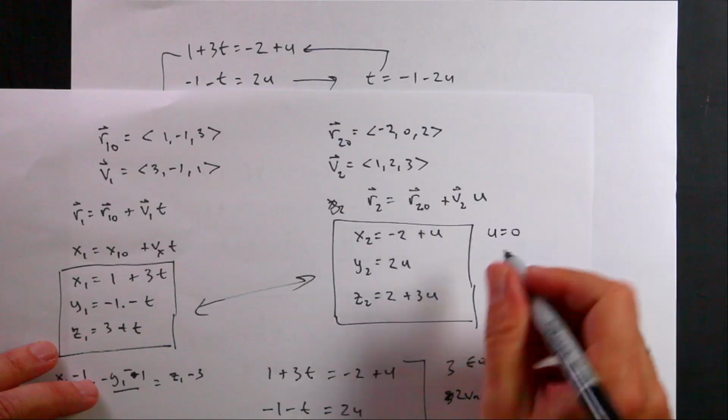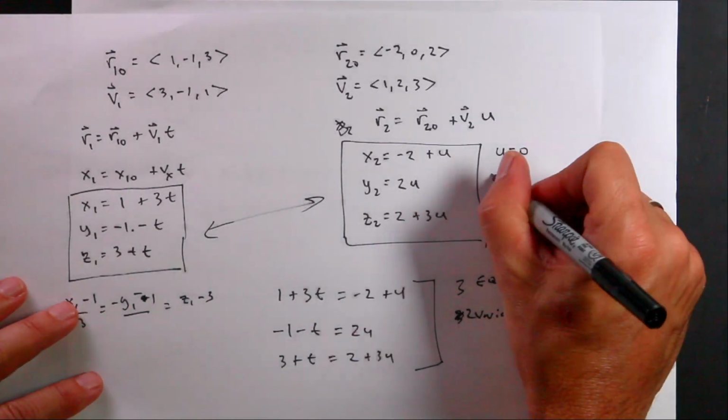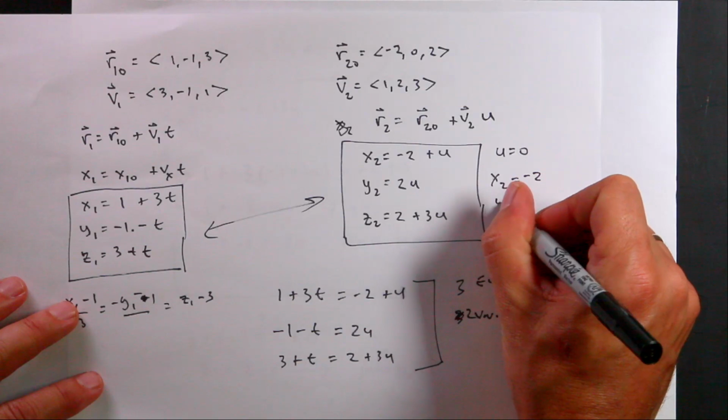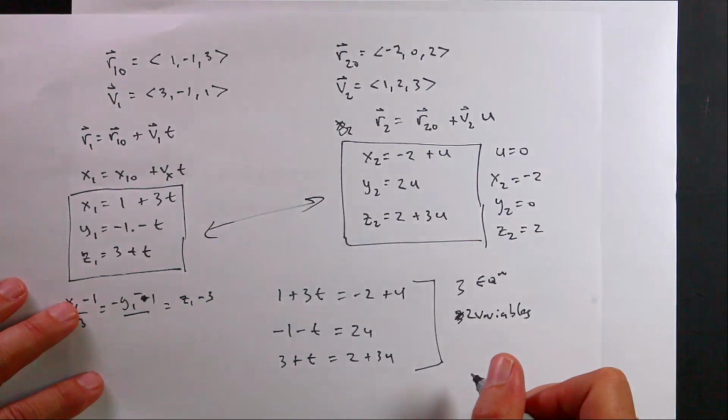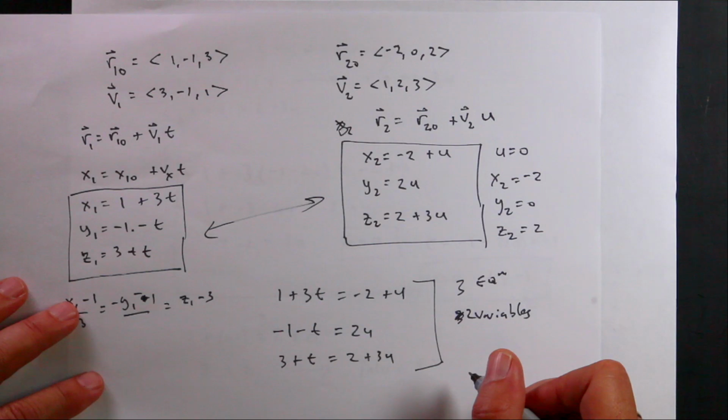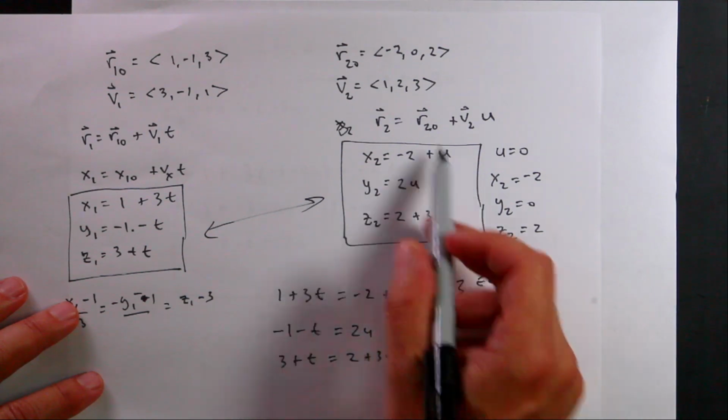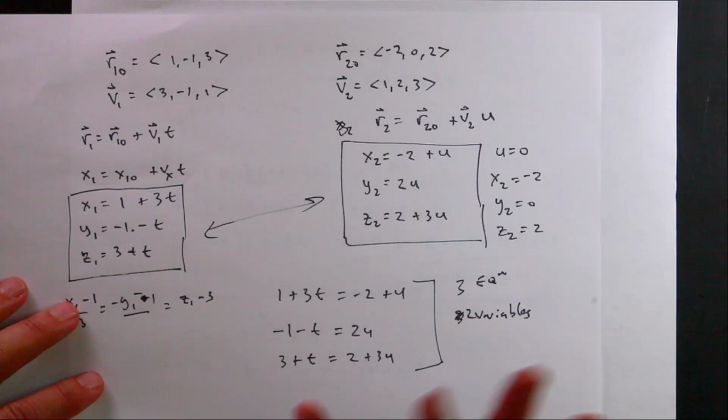So over here, I'm going to plug in u equals 0. If I plug in u equals 0, I get x2 equals negative 2, y2 equals 0, z2 equals 2. That's the point that I picked. Oh, you know what? I did this backwards. I actually picked another point. I just realized I crossed that one out, and I picked a different point. Oh well. So this point I picked is the intersection point. I still think we learned something. Okay, I'm going to show you how to find the other point that I meant to use here.